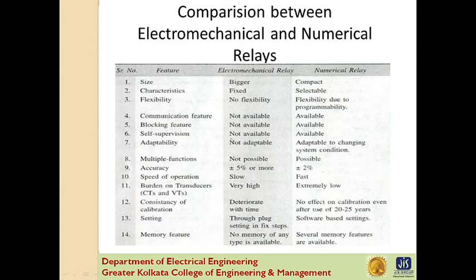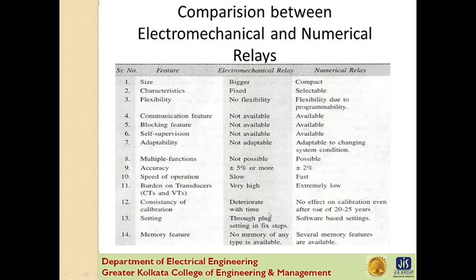Accuracy: electromechanical relay is plus minus 5% or more. The accuracy limit of numerical relay is plus minus 2%. The electromechanical relay is slower than the numerical relay. The speed of operation is less in electromechanical relay than numerical relay. Burden on transducer is very high in electromechanical relay and extremely low in numerical relay.